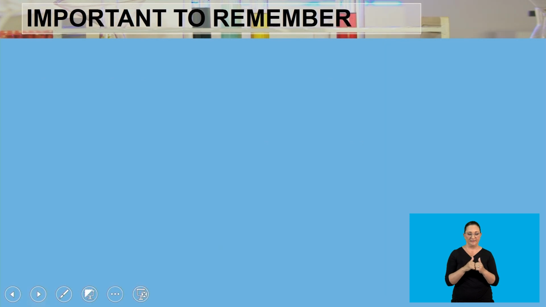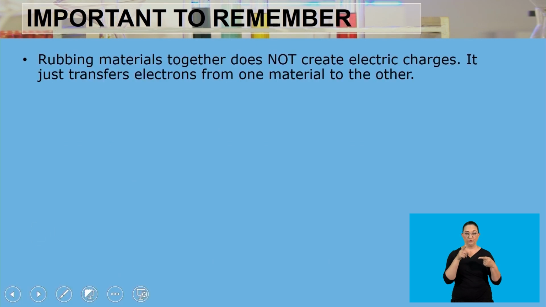Now, what I then need you to remember, what's important for you to take away from this lesson is the following things. Firstly, I want you to always remember that rubbing materials together does not create electric charges. It just transfers electrons from one material to the other. Whenever we're rubbing two materials together, we are not creating electric charges. All that we are doing is we are just simply transferring electrons from one material to the other material.